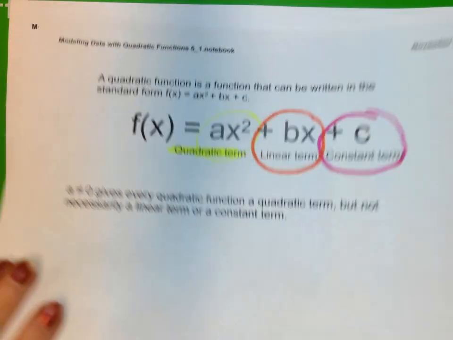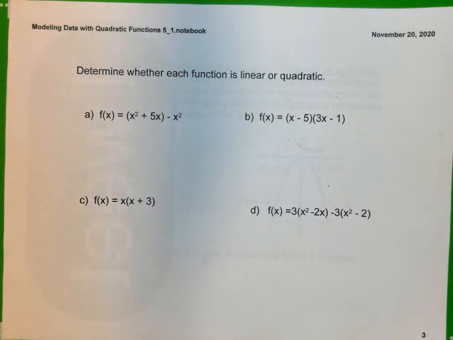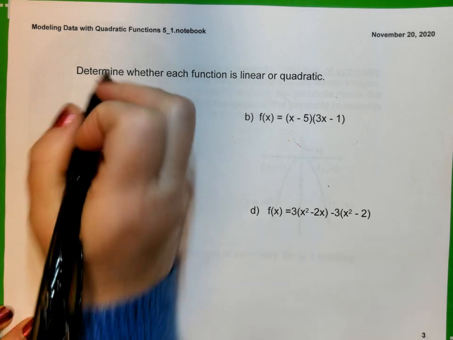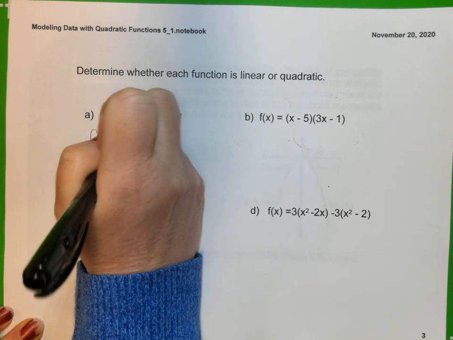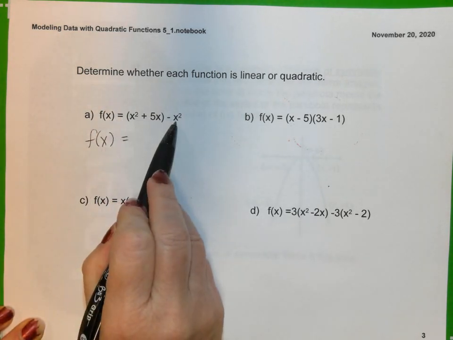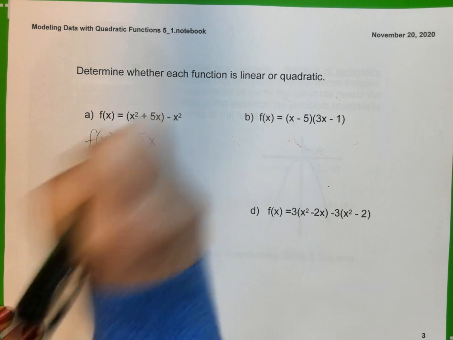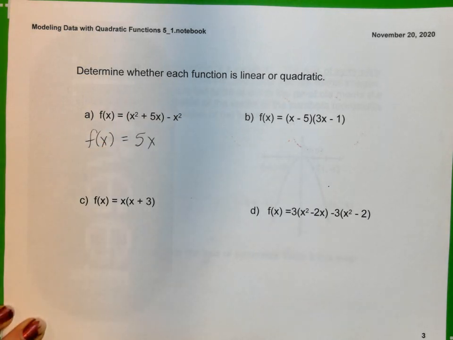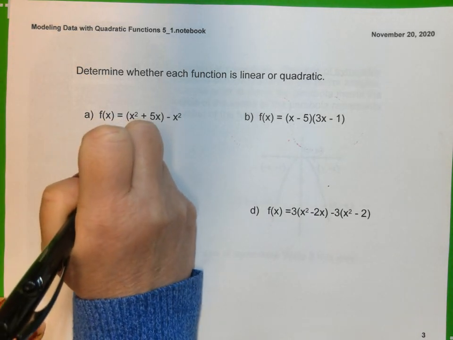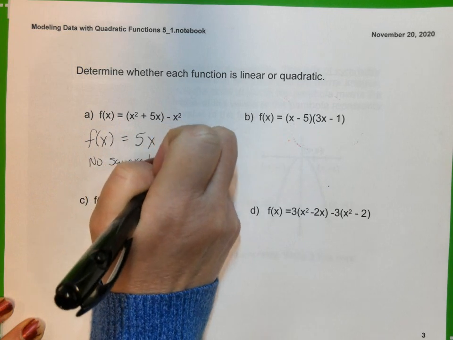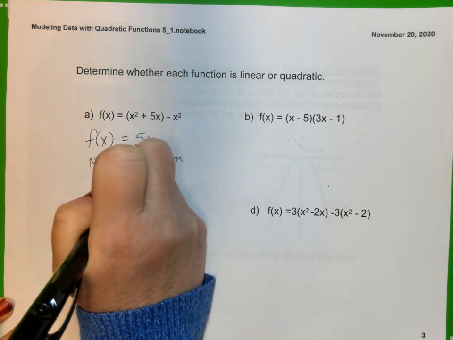So, let's take a look at some functions. Question: are these linear or quadratic? Linear means they don't have a squared term, and quadratic means they do. And I'm going to try to keep my writing to something minimal. Okay, so first we need to simplify. So this becomes f of x is equal to x squared minus x squared. It goes away, so we just have 5x. Ask yourself, does it have a squared term? The answer is no, no squared term. Therefore, it's linear.